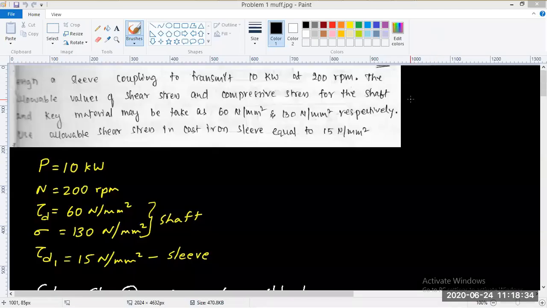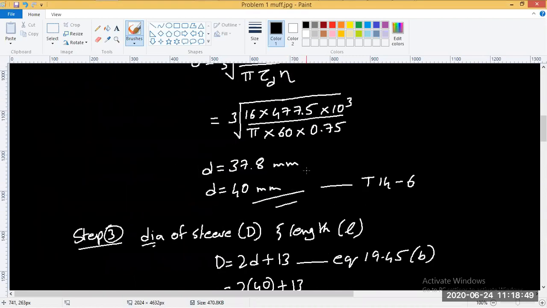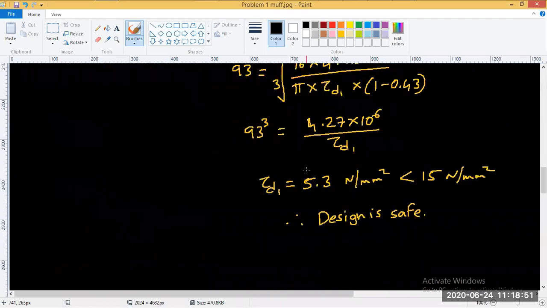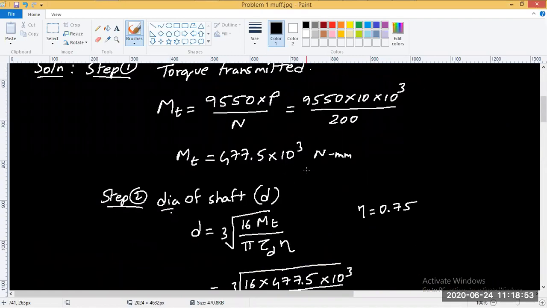Hello students, last class we started the numerical on muff coupling or sleeve coupling. It's a very simple type of coupling. So we finished almost 3 steps, I think 3 steps, for design of sleeve coupling.